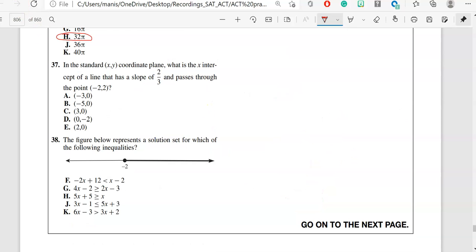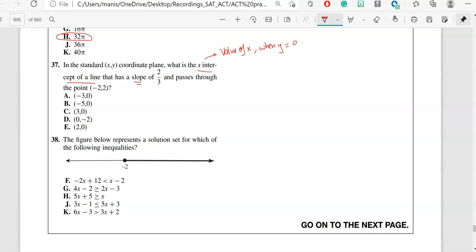Question number 37. In the xy coordinate plane, what is the x-intercept of a line? First of all, the word is x-intercept over here. So x-intercept is the value of x. This is one of the definitions. There are many definitions of x-intercept, but I will use this one: the value of x when the value of y is equal to 0.